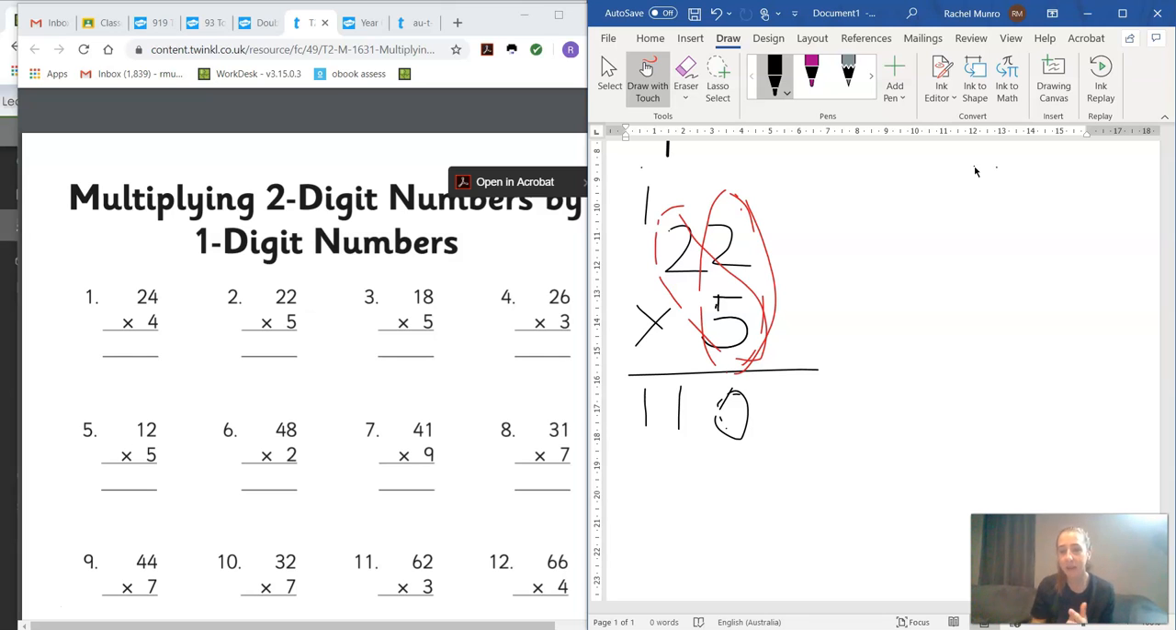Now, I can put down my 11 like that because I've got nothing in my hundreds column at the moment to add it to. So I'm just imagining that I'm adding in that 1 there. So that's nice and simple. You don't have to stress too much about this. It's just going to be practice, practice, practice.